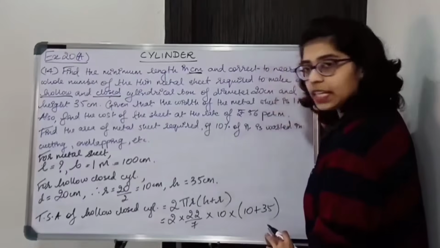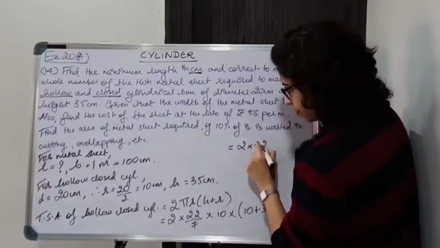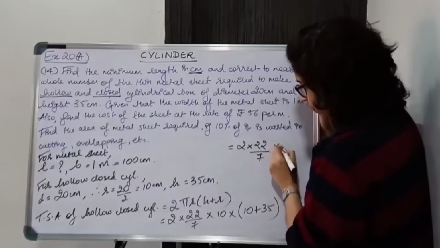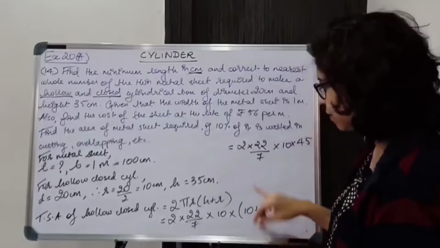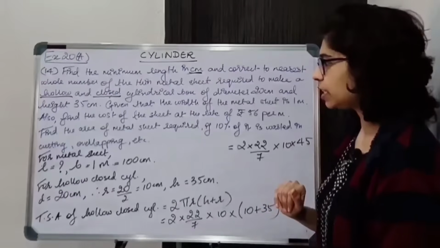Now we'll keep this as it is, ठीक है, don't multiply, because we are going to equate this equal to this into 10 into 45, ठीक है, 10 plus 35 will give 45. So this is the total surface area of closed hollow cylinder.